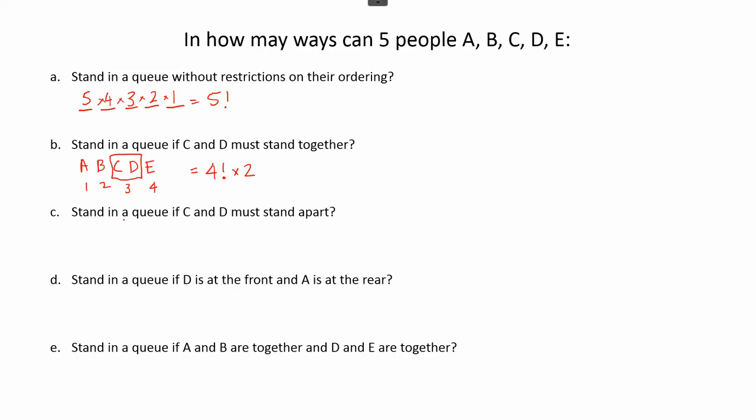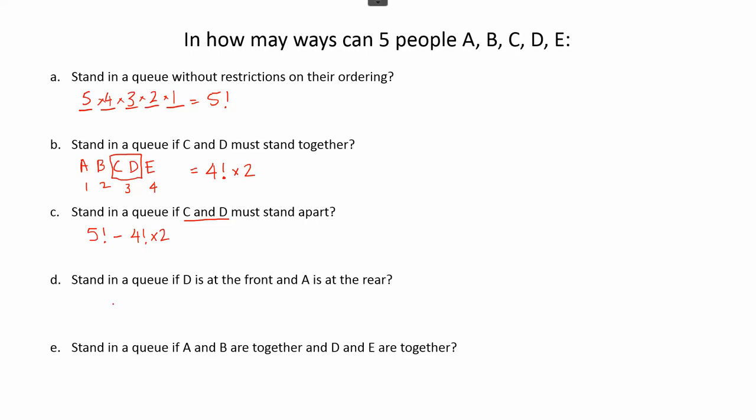The next part, how many ways can they stand in a queue if C and D must stand apart? Well, we know the total number of ways we can arrange the people is 5 factorial, and we know that the number of ways we can arrange them if C and D stand together are 4 factorial times 2. So the number of arrangements where they must be apart is just the difference between these two answers. So it's 5 factorial minus 4 factorial times 2.